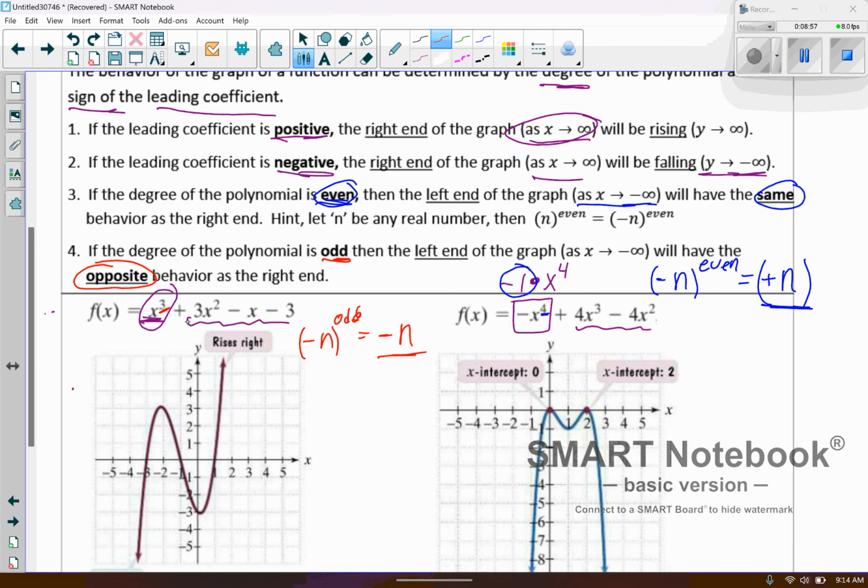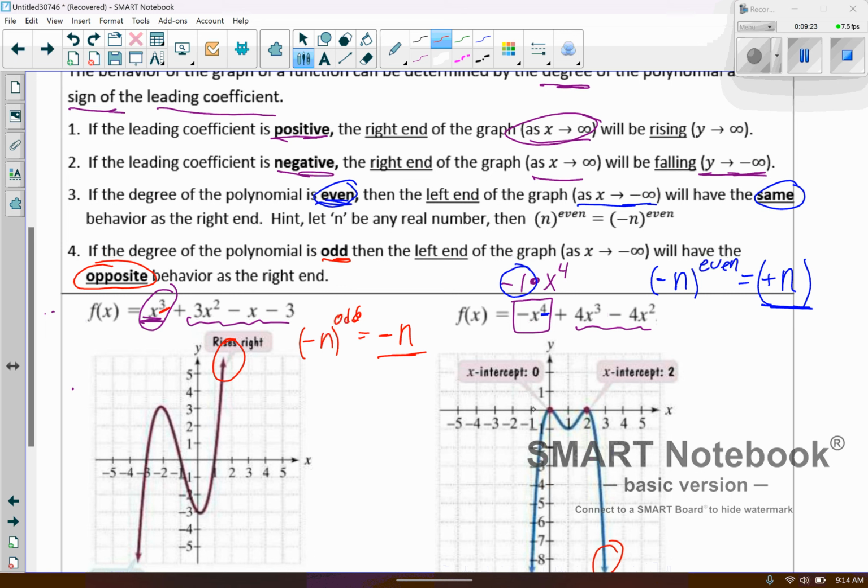So let me just recap this, and the thing is, once we apply this a couple times, you'll find it fairly simple. But at first it can be a little bit confusing. But just to review: if the leading coefficient is positive, the right end goes up. If the leading coefficient is negative, then the right end goes down. If it's an even power, then the left end will be the same.